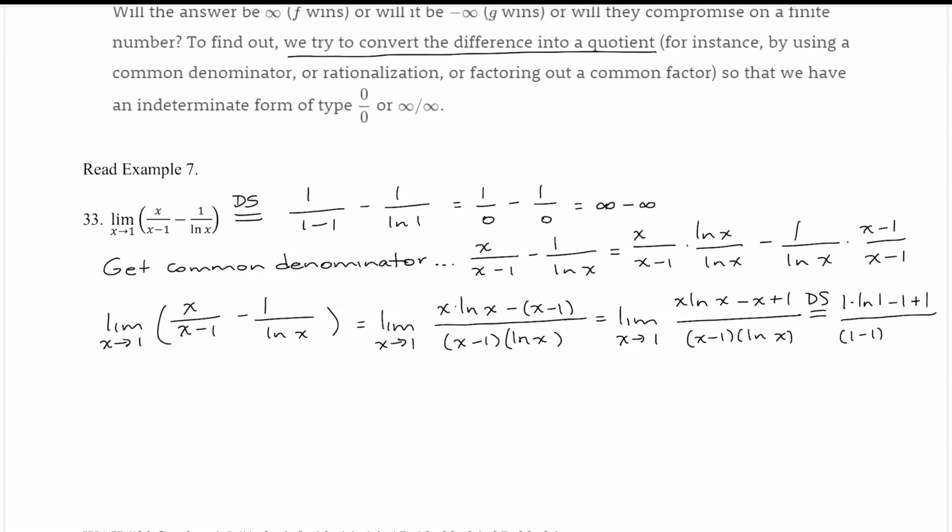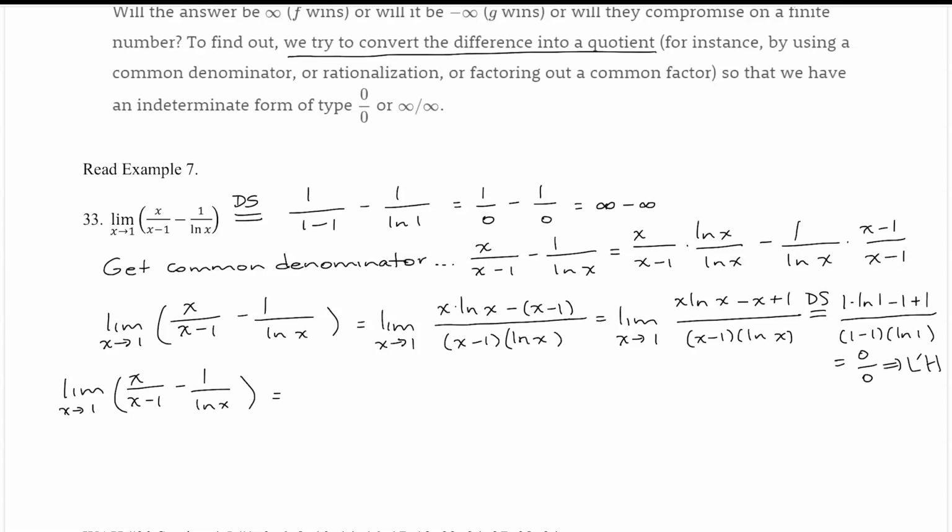So using direct substitution on that, I have 1 times the natural log of 1 minus 1 plus 1 over 1 minus 1 times ln 1. So in the numerator, again, the natural log of 1 is 0. So I have 0 minus 1 plus 1. That gives me 0. In the denominator, I have 0 times 0, which is 0. So I do, in fact, get the indeterminate form of 0 over 0, which means I can use L'Hopital's rule.